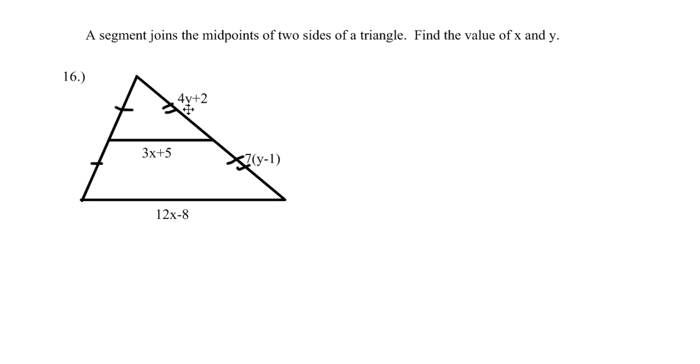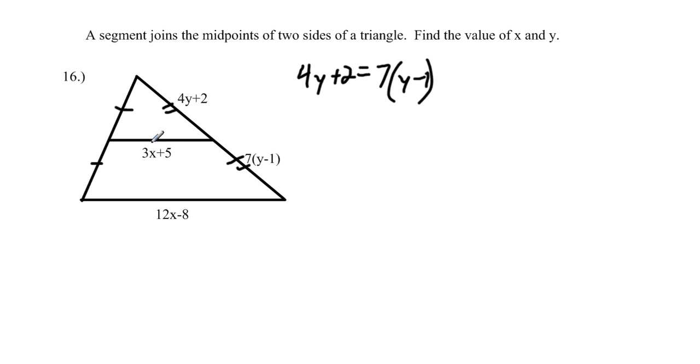Now, the mistake a lot of people make is they say that these two are congruent, which is actually correct. And then they go and try and say that these two are congruent, which we can see just by looking that these are not the same length. But we are right that 4y plus 2 is equal to 7 times y minus 1.